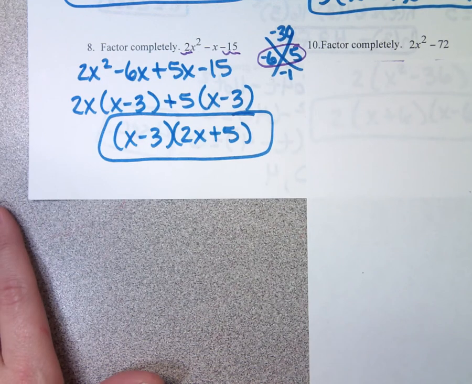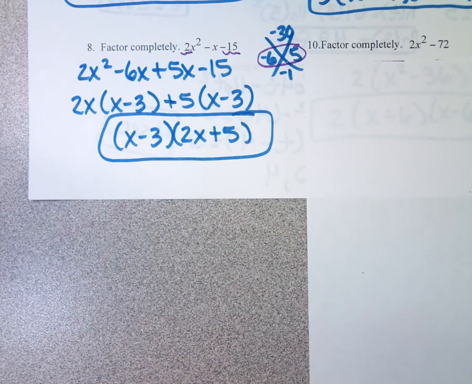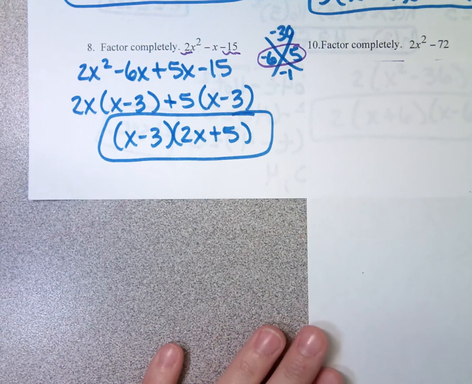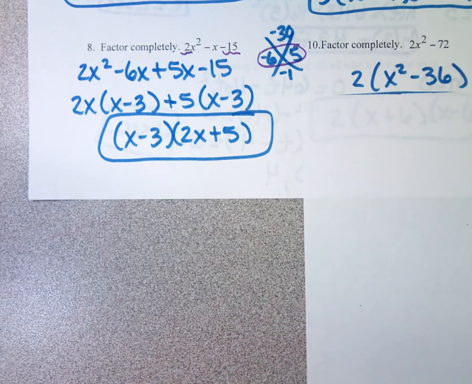Okay, number 10, first thing I look for is a GCF. What's the greatest thing that goes into both of those? And it is a 2. And then I'm left with x squared minus 36.